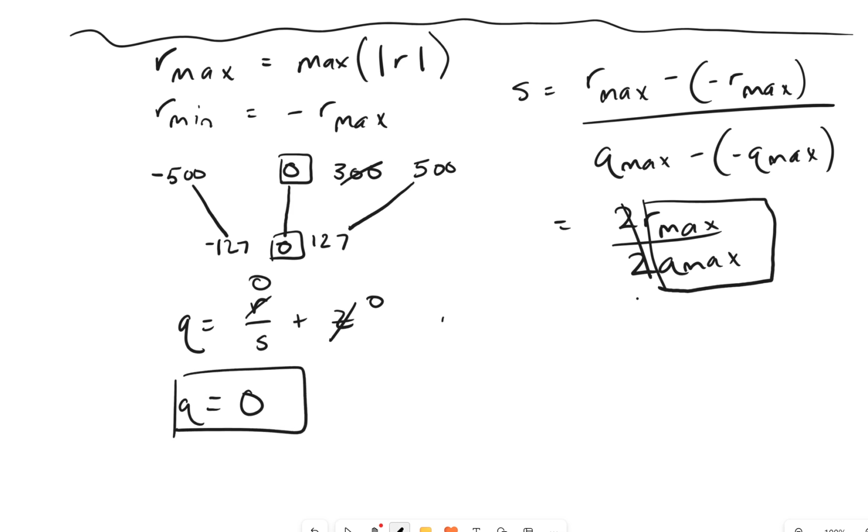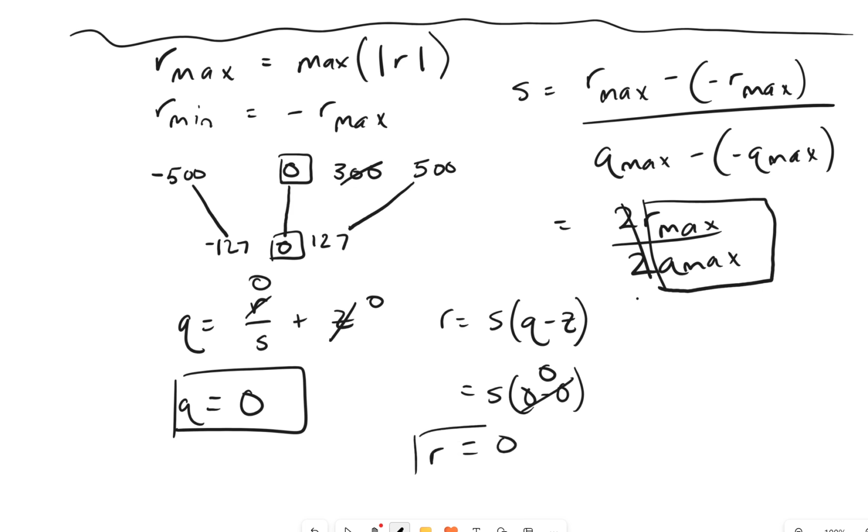And then if we want to go back to the original value, we do R equals S times Q minus Z. Well, S is whatever number, and Q is 0, and so is Z. So this is 0, and any number multiplied by 0 is 0. And so R is equal to 0. And so that's three things. One, I showed you what I mean by symmetric now: -500 to 500, not -500 to 300, and how it maps to the quantized range. I've also shown you how we derive the scale parameter, as well as why 0 in the unquantized range will map down to 0 in the quantized range, and vice versa.